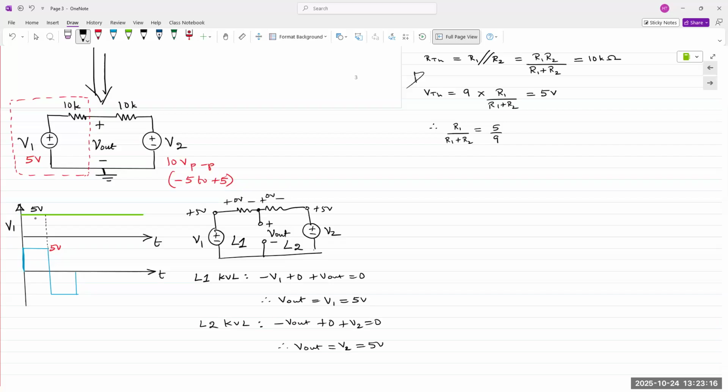Okay, so your input is a square wave that's going from -5 to +5. And you're applying a DC voltage of 5 volts to shift that waveform. That waveform is getting shifted. And the reason this happens is because the resistors have the exact same value.